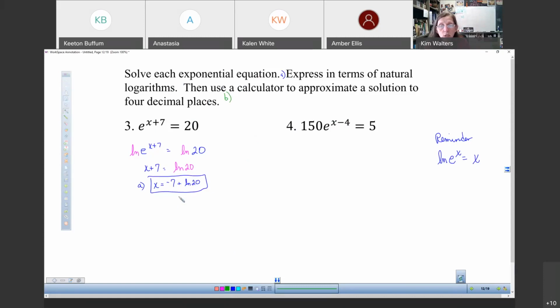And then part B here, to use the calculator, we would plug this into the calculator. Again, if you want to put that negative 7 in the front, it probably keeps you out of trouble, and then plus your natural log of 20. However you go about doing it, you should get negative 4.0043 as your final answer. So please make sure that you're getting that before we do anything else.